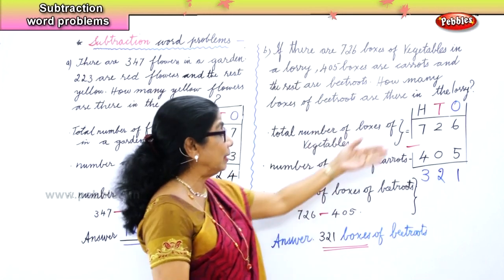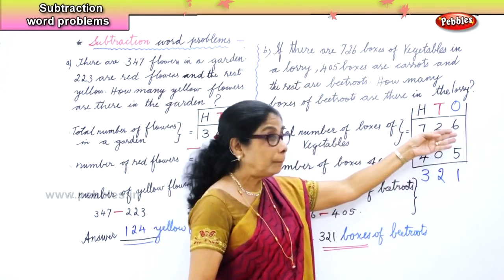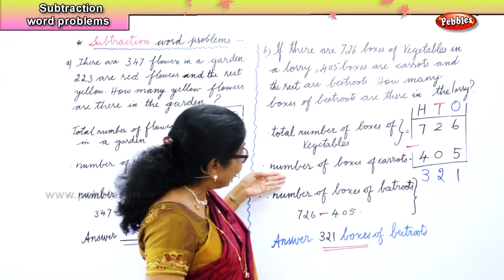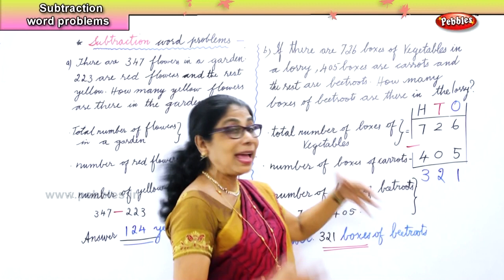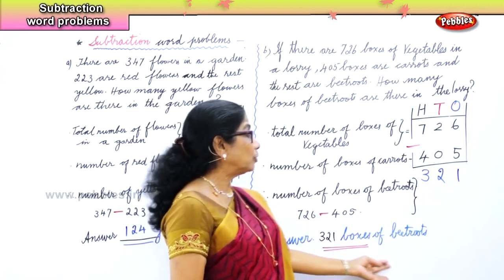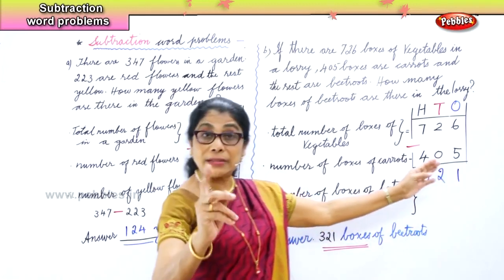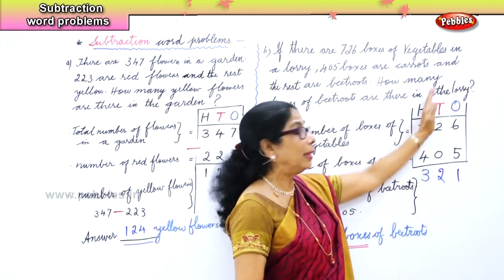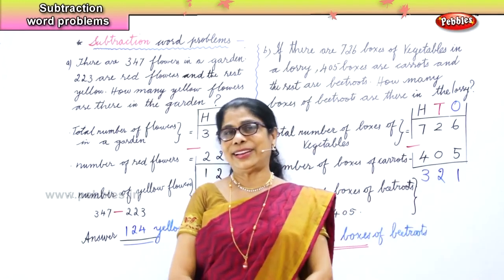So we minus 726, we minus the number of boxes of carrot. And we got the rest as boxes of beetroots. And how did we do the minusing? First the ones, then the tens, then the hundreds. We are doing subtraction word problems. Unless we practice, we will not become perfect.